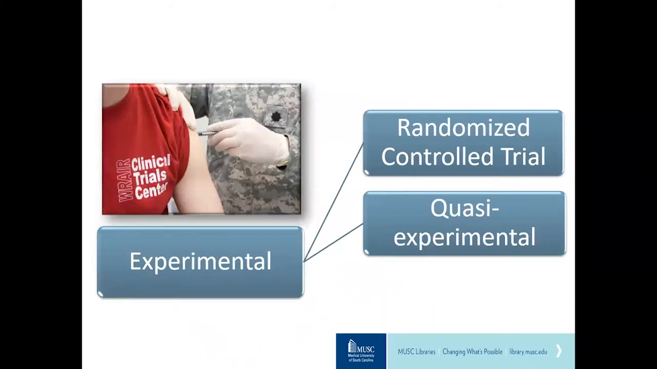Experimental studies in humans are also called clinical trials. There's always an intervention involved in experimental studies. The gold standard for experimental studies is a randomized controlled trial, or an RCT. RCTs are designed specifically to minimize bias in the results. However, sometimes randomization is not possible for ethical or logistical reasons. So in those studies, they're typically deemed quasi-experimental.